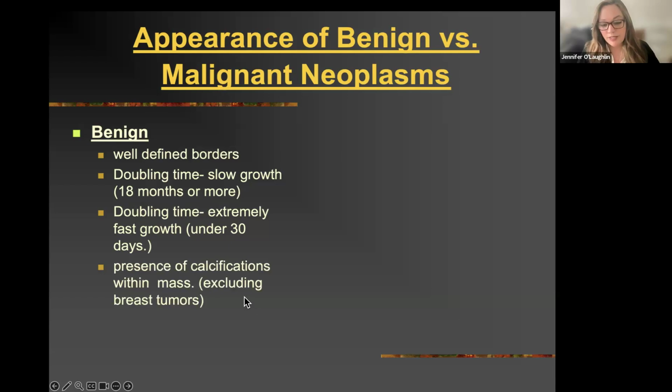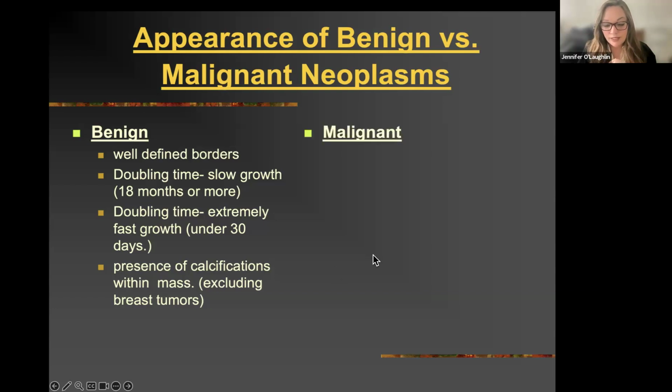Presence of calcifications within the mass. This is true except for in the breast. So if you have a tumor and you see calcifications speckled throughout it, it's probably been there for a while, and that can indicate a benign tumor, except in the breast. A lot of times for breast cancers, the very first thing they see are called microcalcifications, little teeny calcifications that kind of surround the tumor.